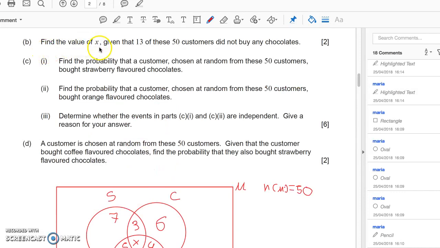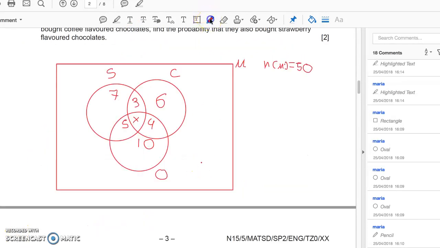B, find the value of X, given that 13 of these 50 customers did not buy any chocolate. So I go back here and I can see that 13 did not buy any. So this is outside of my 3 regions. And I need to find X. Well, I know that all together, I have 50. So I can say that 50 is equal to all the values I have.